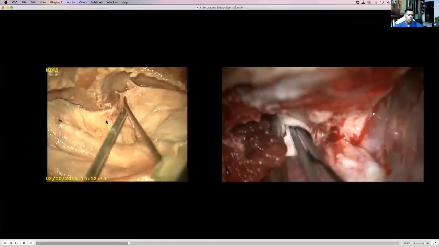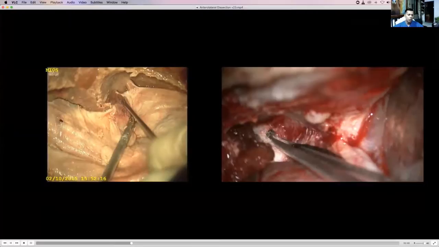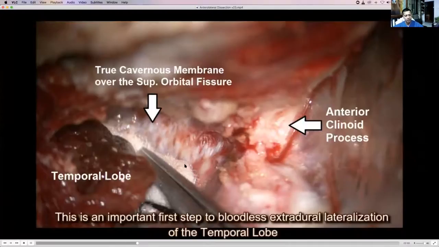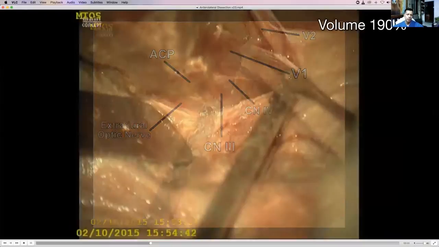So this is less zoom so that you can understand what we are doing. This frontal lobe, temporal lobe, and this is the other side. This is the frontal lobe, this is the temporal lobe, and see how it is dissecting off beautifully. Bloodless extradural lateralization of temporal lobe. Okay, so now what we did for that craniopharyngioma, I'm showing you.